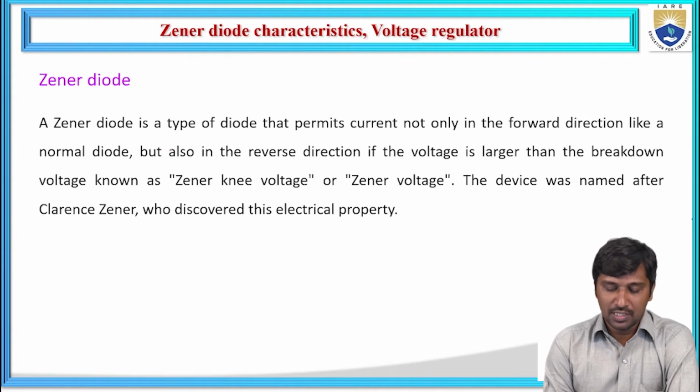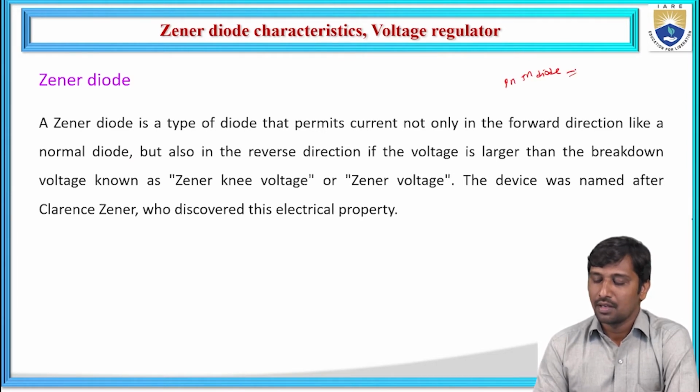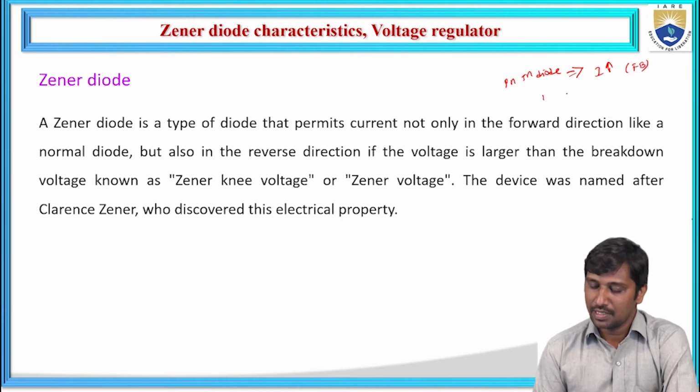From all these points, I am representing that a Zener diode is a type of diode that permits current not only in the forward direction like a normal diode. If you observe the normal PN junction diode, we know that when the diode is forward biased, it allows conduction, meaning the conduction increases. Similarly, when the diode is under reverse bias, there is no flow of current.